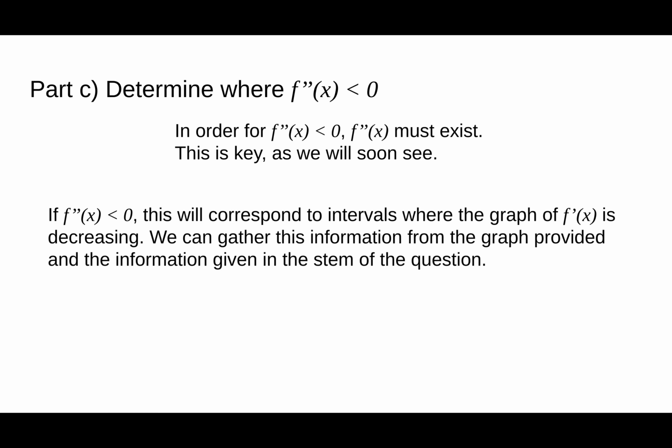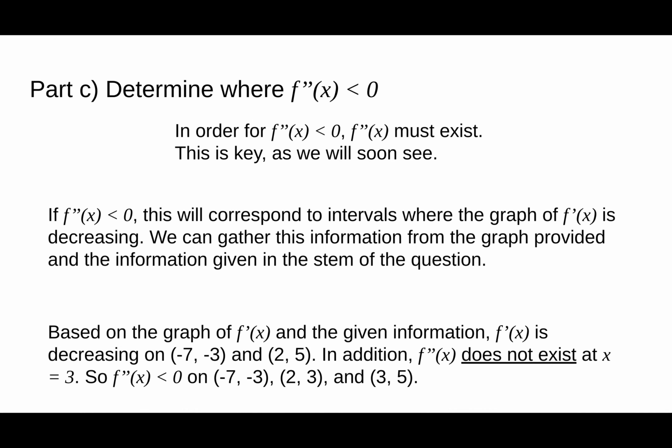So f double prime of x would be negative when the graph of f prime of x is decreasing. We can get that information from the graph provided, and other information in the stem of the question may be useful for us. Based on the graph of f prime and the given information, f prime of x is decreasing on -7 to -3 and 2 to 5.